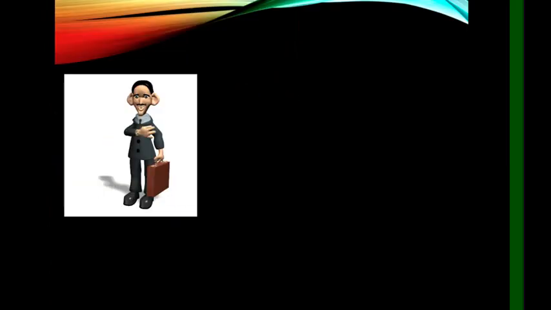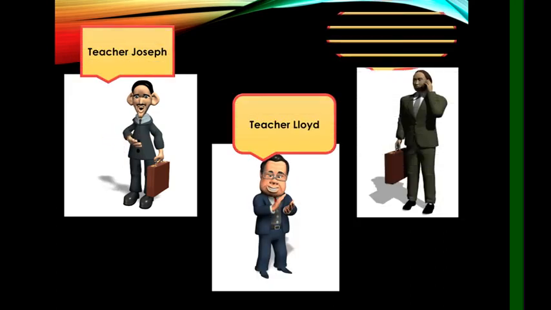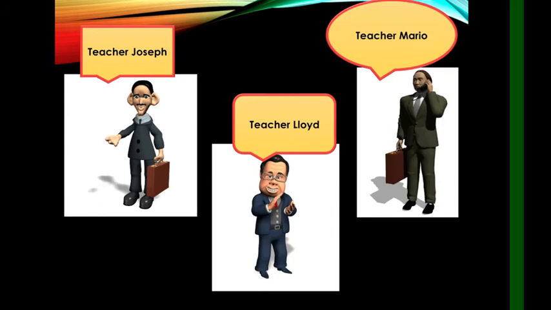So, before I proceed to the discussion about these different KRAs and objectives, let me present to you three characters who will guide us to understand these key result areas and objectives and the different indicators or MOVs needed for the following objectives. So we have Teacher Joseph, Teacher Lloyd, and Teacher Mario.